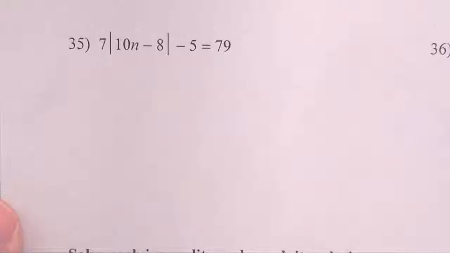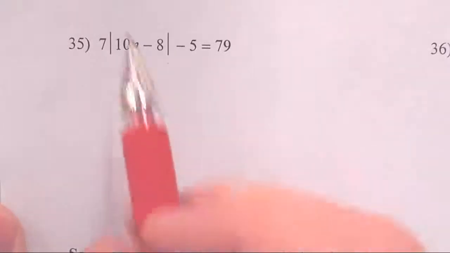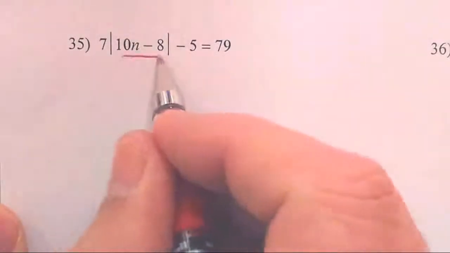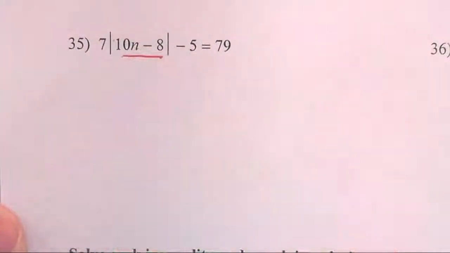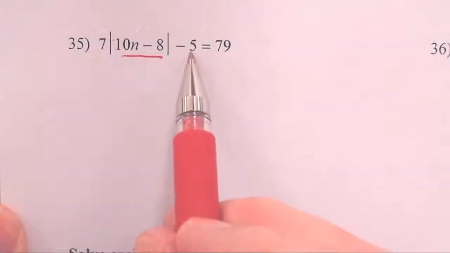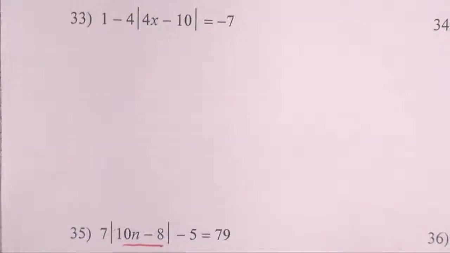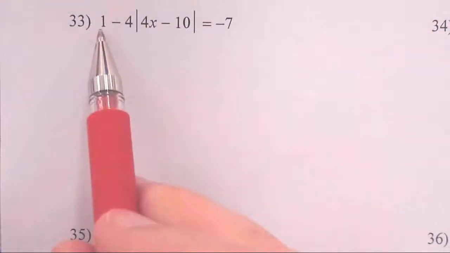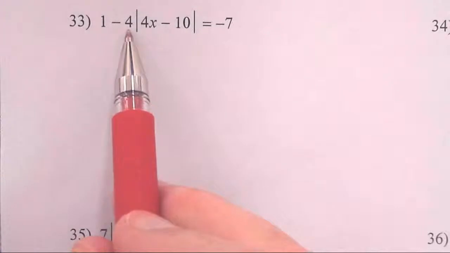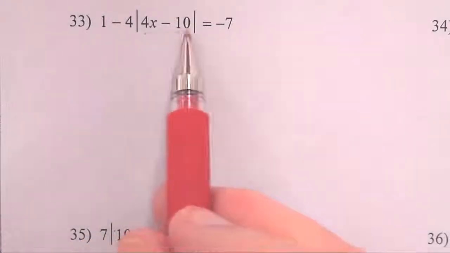Well, you'll see we've got some differences, some more complicated looking problems here. For instance, in number 35, this 10n minus 8 is being governed by the absolute values. I need to isolate that before I start. In other words, I need to get this 5 to the other side. I need to get rid of this 7 as well. Likewise, 33, I need to get rid of this 1. I need to get rid of this negative 4. I want to get the absolute value portion isolated. But in number 31, little beginning problem, it is isolated.